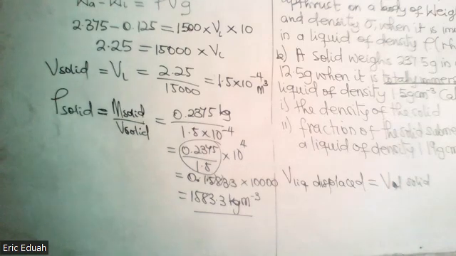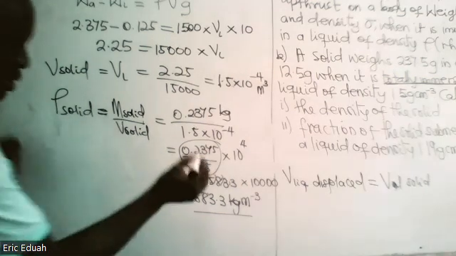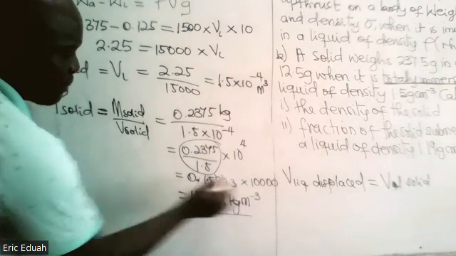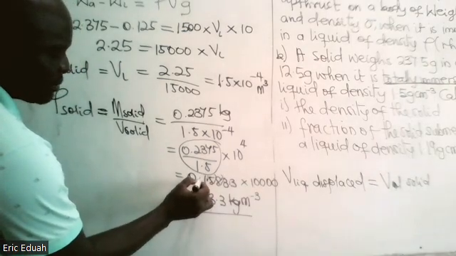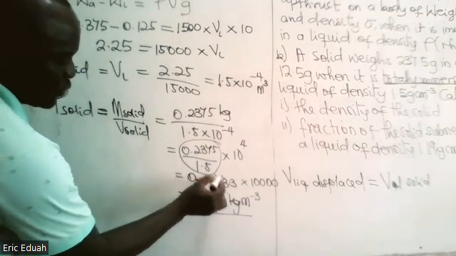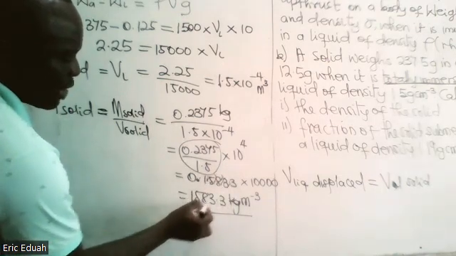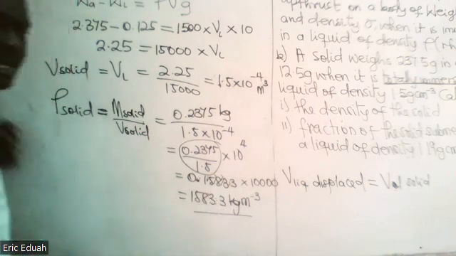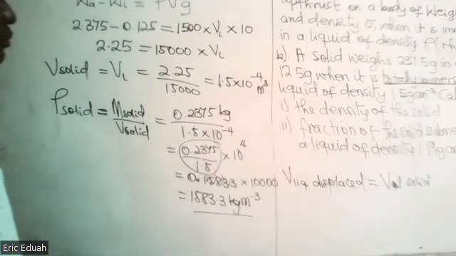Sir, please, where's the decimal placed or you've removed it? Oh, it's here. I moved it. I was multiplying by 10 to the power 4, so I moved it 4 times to the right. 1, 2, 3, 4. That's how come I have my answer as 1,583.3. Are you okay? Okay, thank you.